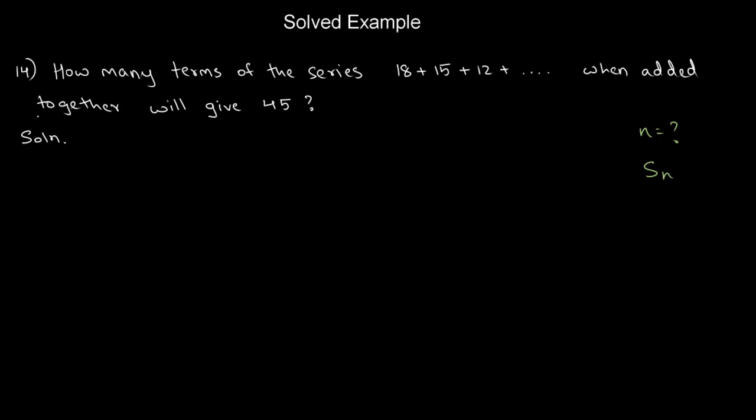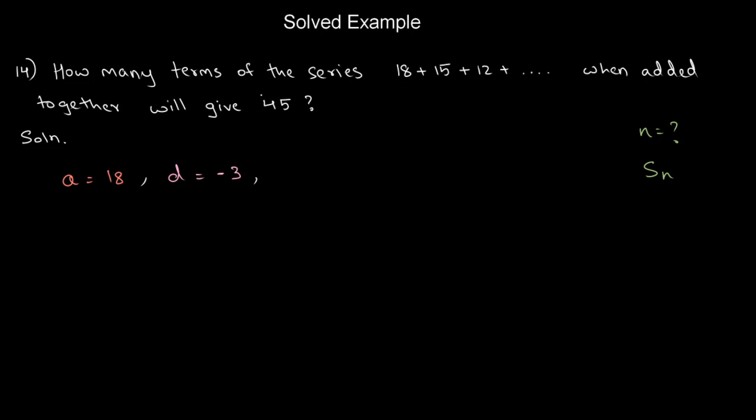So let's look out for all the parameters that we can find. If we look at this series or the AP given to us over here, I can see the first term is 18. So I'll start off by saying the first term, which is a, is equal to 18. And if I check, I can also find the common difference here. 15 minus 18 is negative 3. 12 minus 15 is also negative 3. So the common difference, d, in this case, is equal to negative 3, right?